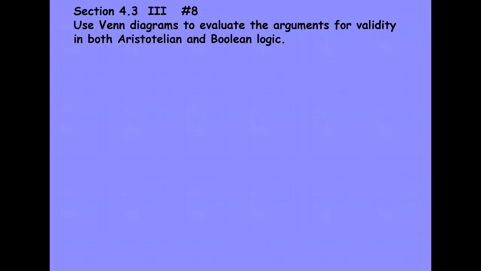The third problem in our first categorical logic homework comes from section 4.3, problem set number 3, problem number 8. These problems ask us to use our Venn diagrams, that is our effective decision procedure, to evaluate the arguments, in this case direct inferences, for validity. And they want us to determine validity for both the Boolean and the Aristotelian interpretation.